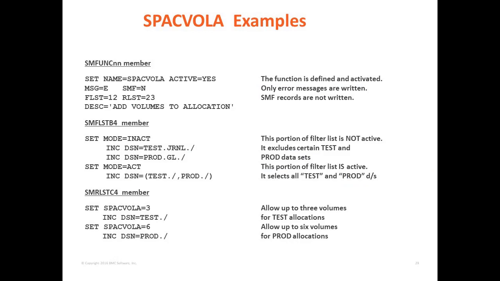Examples of SPACVOLA function. Only error messages are displayed and nothing is written to SMF. The FList excludes all datasets that begin with test.journal and prod.gl. What is considered for SPACVOLA is the remaining datasets that start with test and prod. For the RList, the maximum number of volumes to add for test datasets is 3, and for prod, it's 6.